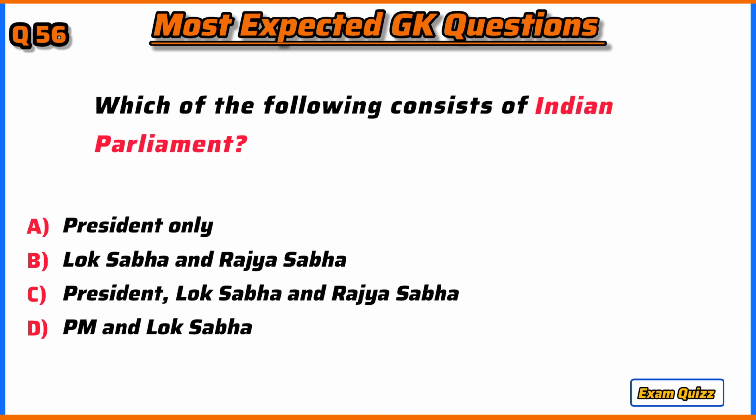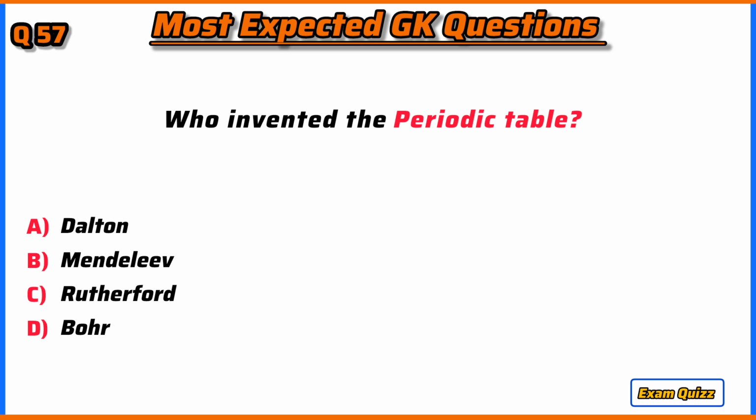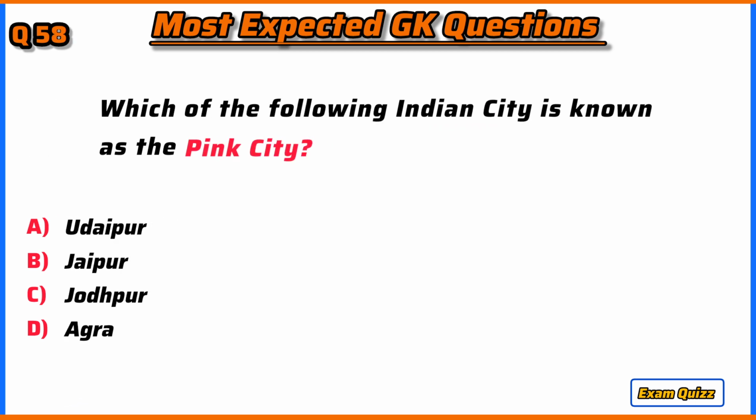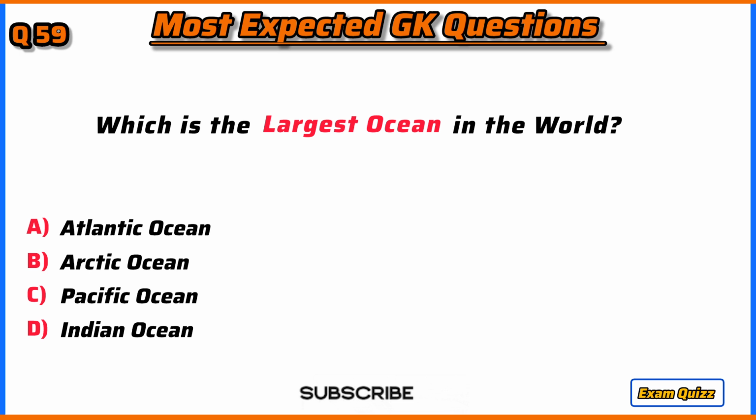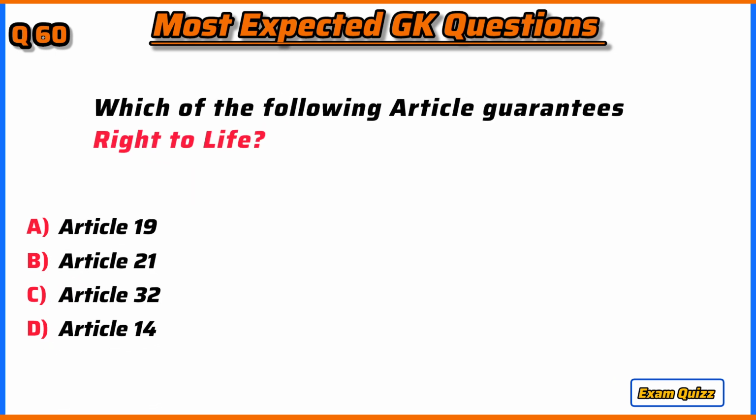Which of the following consists of Indian Parliament? Who invented the periodic table? Which of the following Indian city is known as the Pink City? Which is the largest ocean in the world? Which of the following article guarantees right to life?